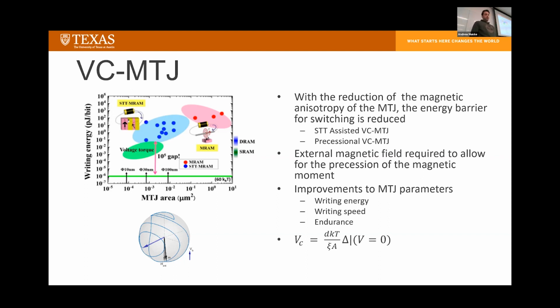The last equation is the critical voltage required for switching. Basically, what this is saying is that if you have a voltage higher than this, it will cause precessional switching. However, if you have a lower voltage, the energy barrier is lowered, but there is still a gap between the two states of the MTJ.